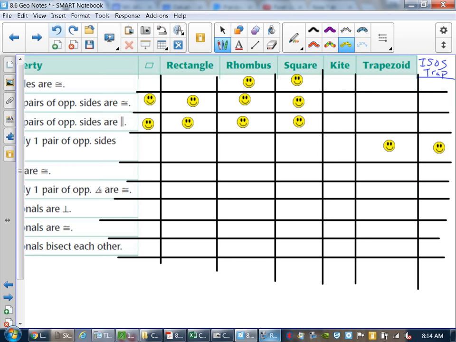All angles are congruent. Rectangle, square. Exactly one pair of opposite angles are congruent. Rhombus, trapezoid. Exactly one pair, a kite. One set of congruent angles is a kite. I noticed you didn't say opposite. Exactly one pair of opposite angles. You're right, but two pairs, like.